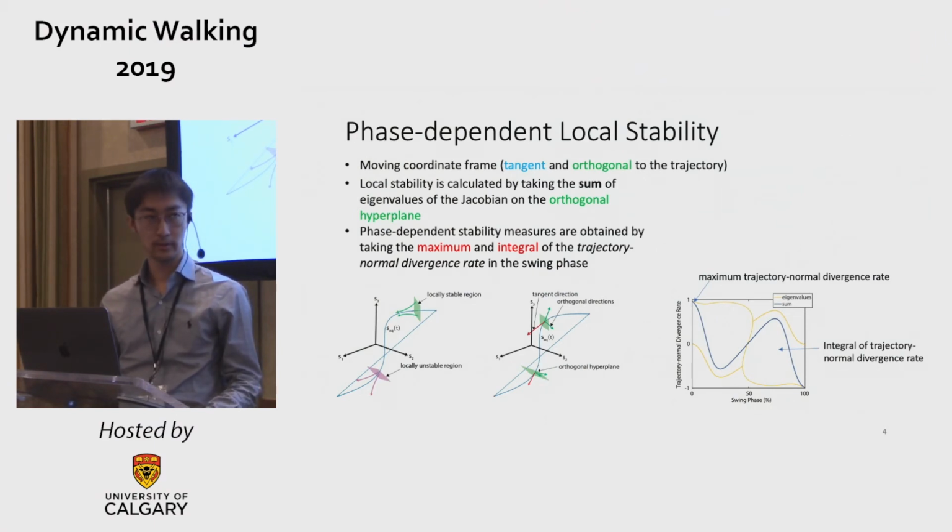The maximum Lyapunov exponent and the maximum Floquet multiplier calculate stability measures by looking at a single point or the average local stability along the gait cycle. And now the phase-dependent local stability metric looks at the intrastride local stability information and tries to derive useful information as the metric.